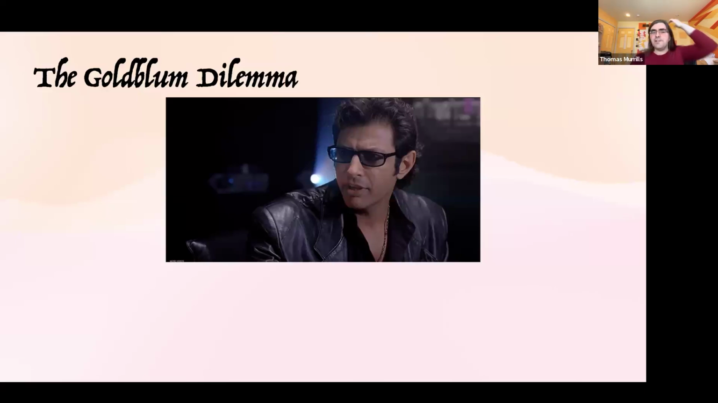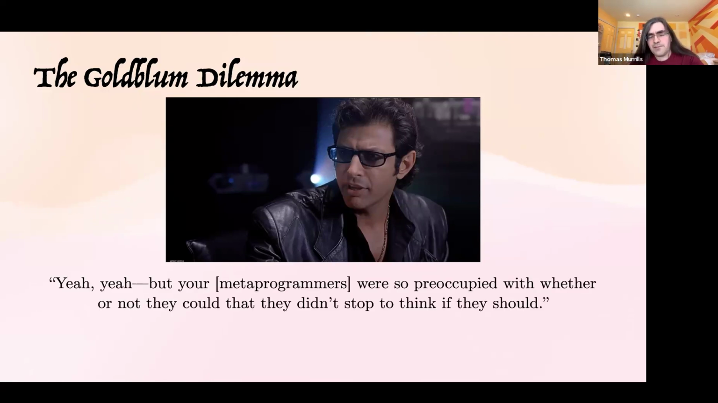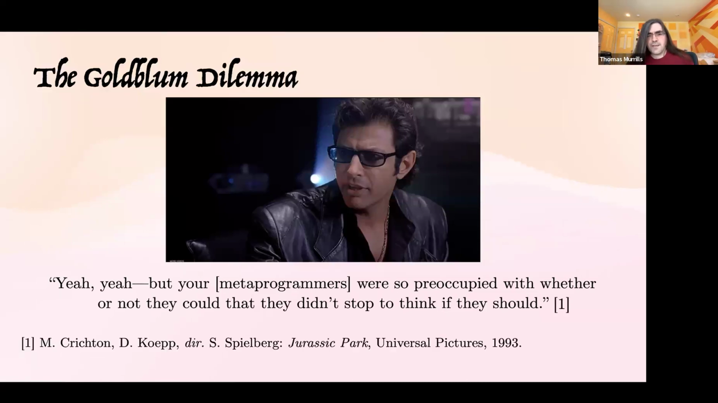So the Goldblum dilemma was introduced by Jeff Goldblum when he said, and I'm paraphrasing slightly, "Yeah, but your metaprogrammers were so preoccupied with whether or not they could that they didn't stop to think if they should." And this, of course, is from the seminal 1993 publication by Crichton, Cope, and Spielberg, in which certain suboptimal ramifications of a Goldblum dilemma that had been failed to be reckoned with were explored.